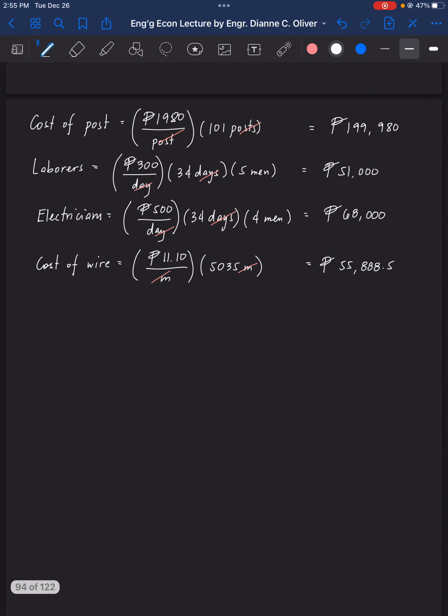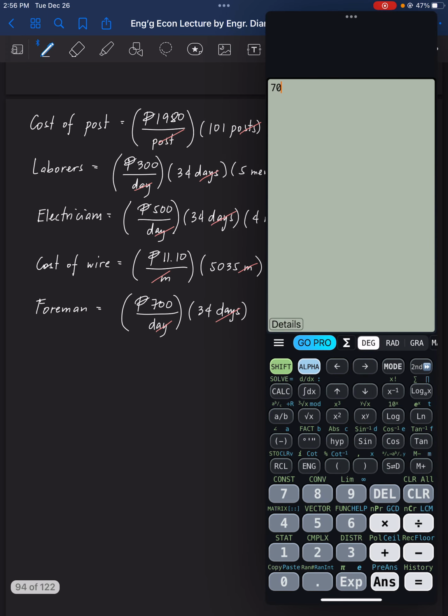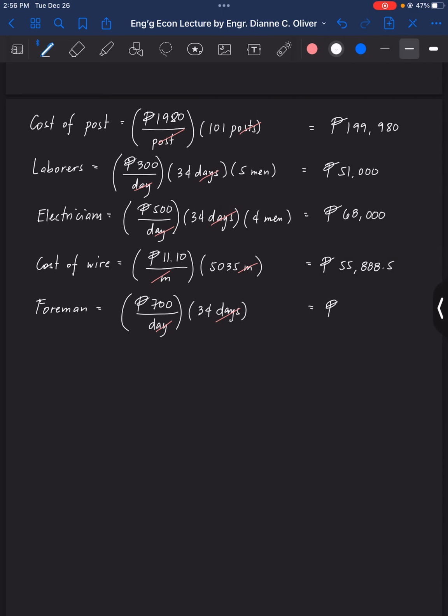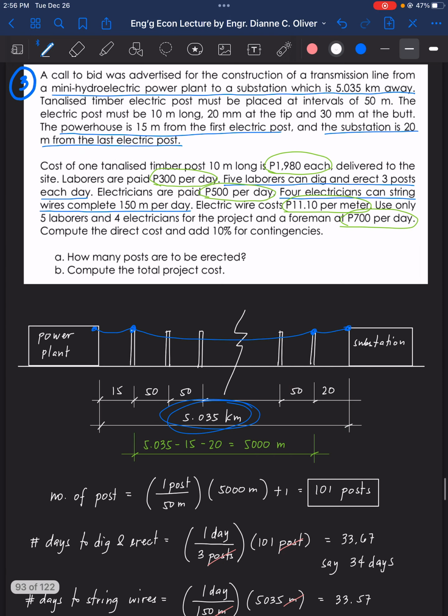So for the foreman, 700 pesos per day for 34 days. The foreman will supervise the work. So 700 times 34, 23,800. So what's now the total project cost? This is the total direct cost. We're just computing for the direct cost, and then we will add that 10% contingencies.